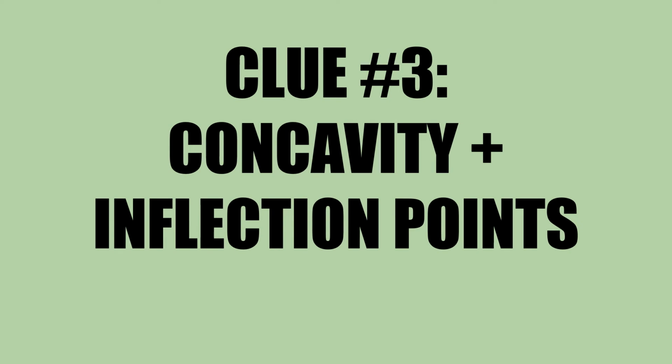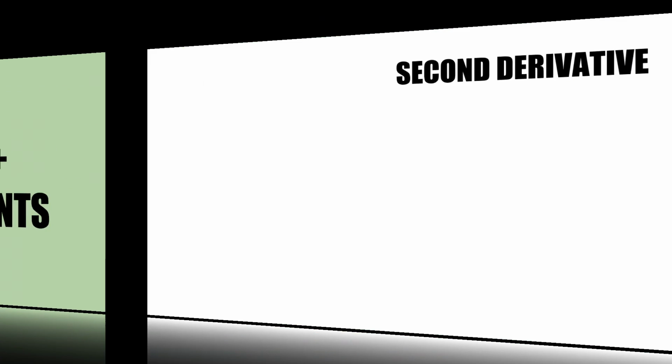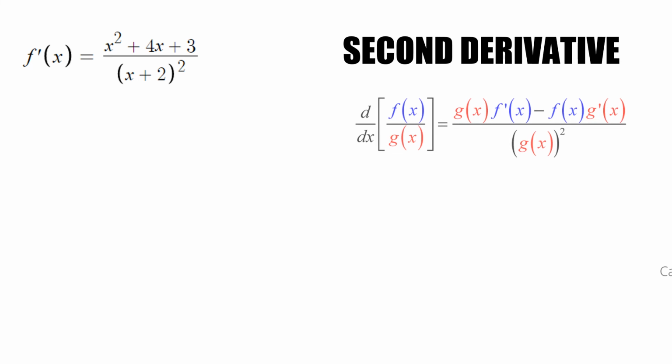Now for our next and final clue, clue 3, the concavity and the inflection points of our function. In order to find this, we must find our second derivative. Again, we use the quotient rule to find the derivative of our first derivative. To refresh, the quotient rule is the derivative of the top times the bottom minus the derivative of the bottom times the top, all over the bottom squared.